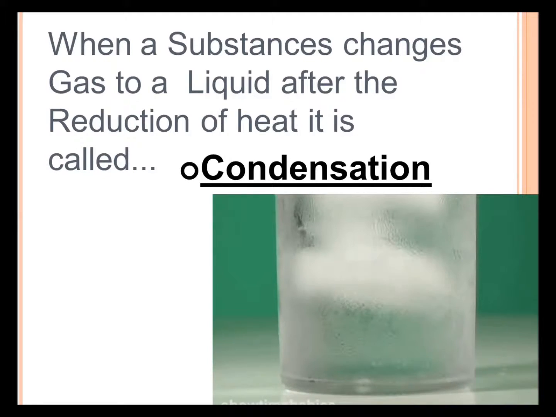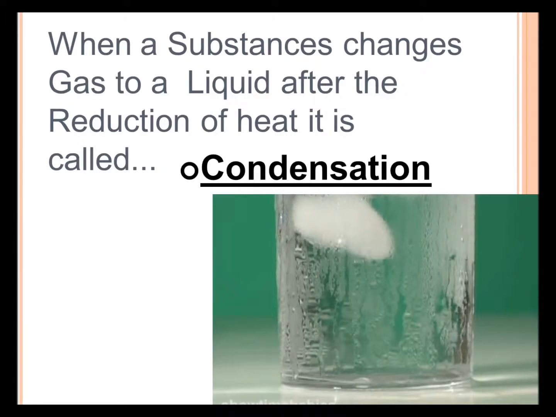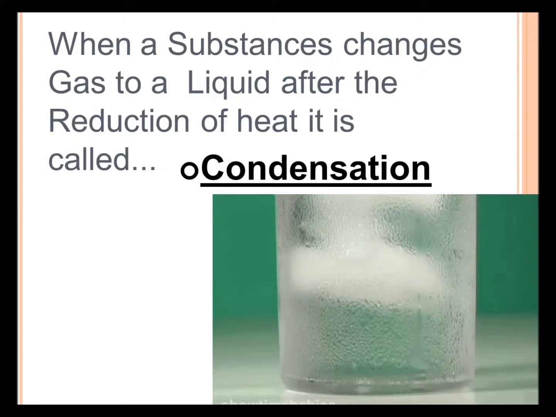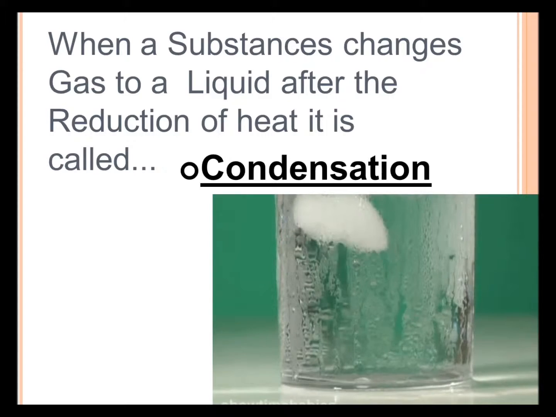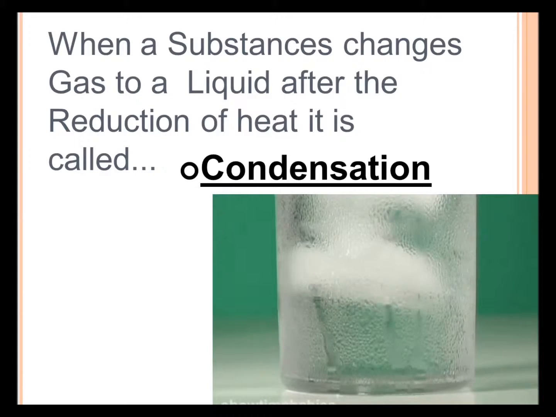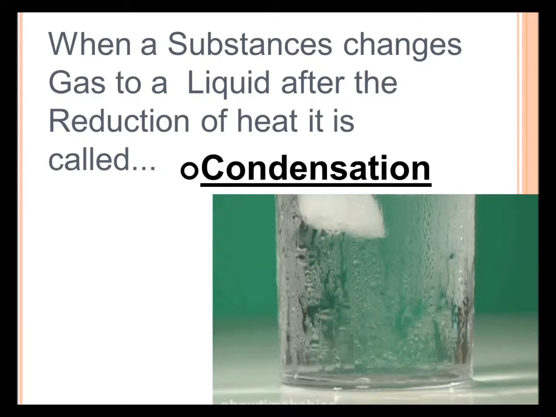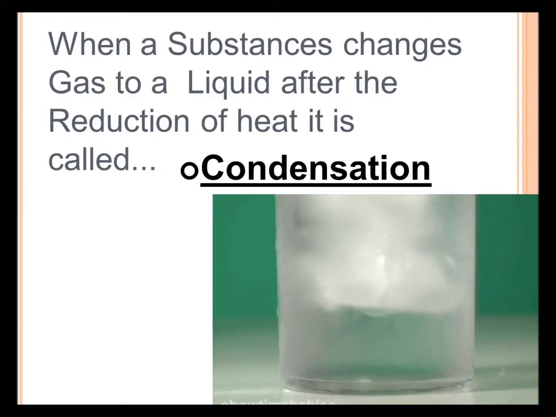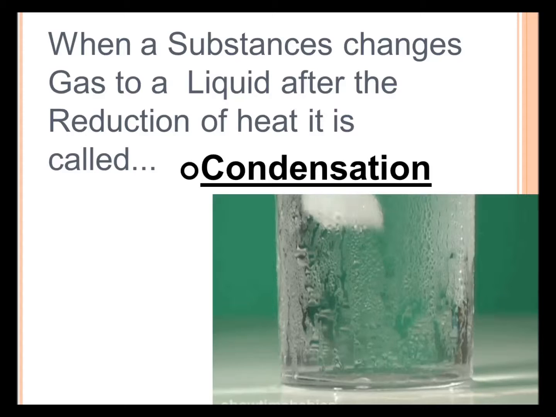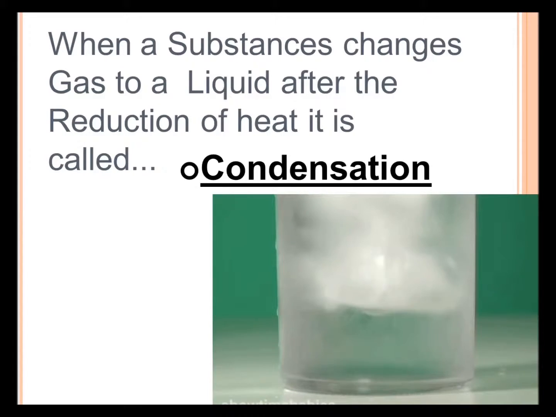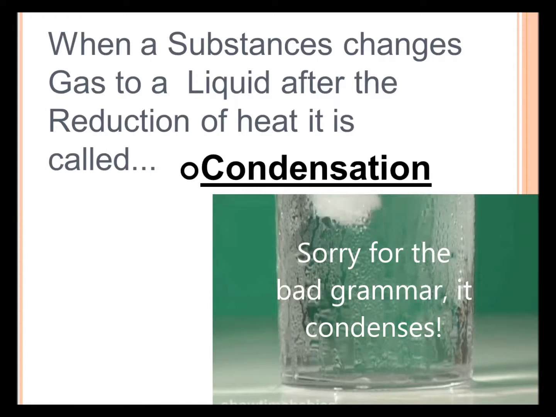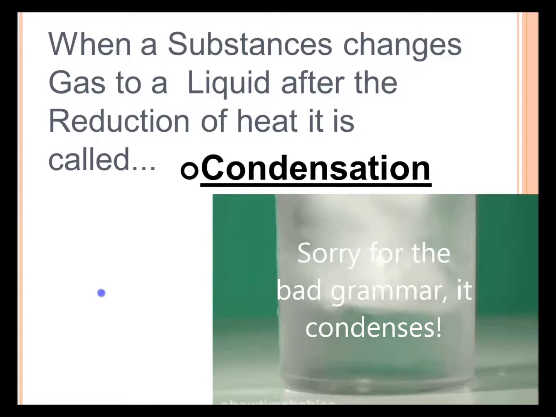When a substance changes from a gas to a liquid, after the reduction of heat. So like at night, when it starts to cool off, some of the water vapor in the air will change to a liquid on the grass or on your car. That's condensation. We also have condensation on the outside of a glass. So that liquid is not coming from inside the glass, it's coming from the water vapor in the air. When it touches the cold glass, it condenses. It changes from a gas to a liquid.